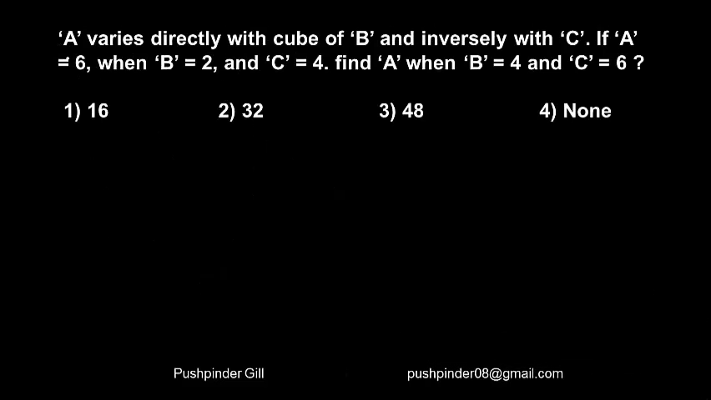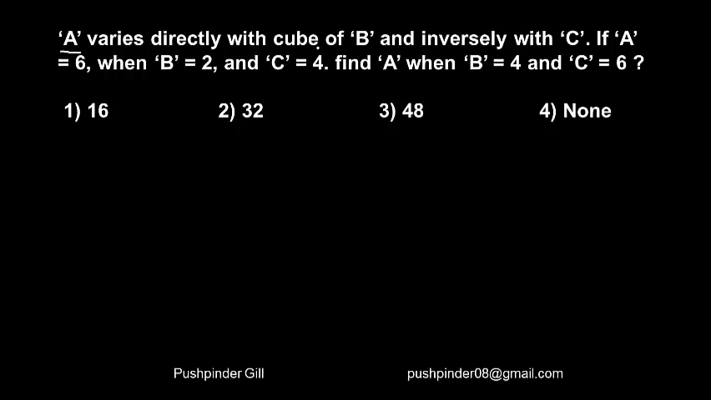Now let's see this question. A varies directly with the cube of B and inversely with C. Now if A is equal to 6, B equal to 2 and C equal to 4, find A when the values of B and C are given. Now let's do this question step by step.